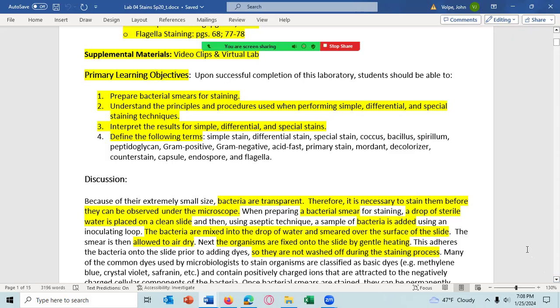And then 4, be able to define the following terms: simple stain, differential stain, special stain, coccus, bacillus, spirillum, peptidoglycan, gram-positive, gram-negative, acid-fast, meaning the acid-fast stain, primary stain, mordant, decolorizer, counterstain, capsule, endospore, and flagella. Any questions about what we're going to cover in the learning objectives?